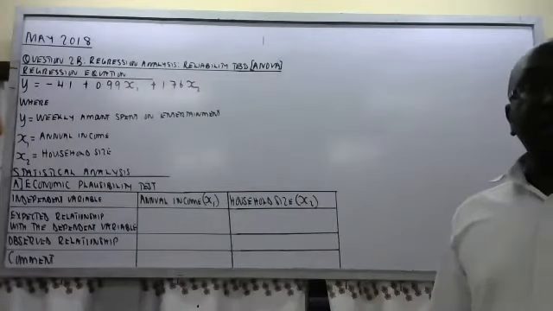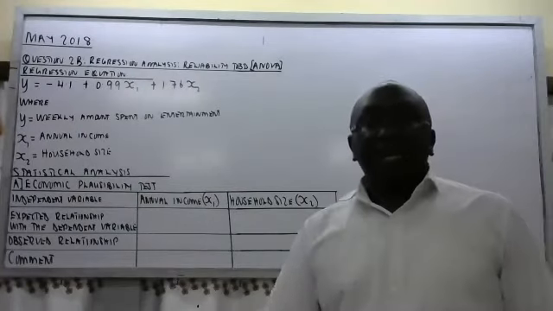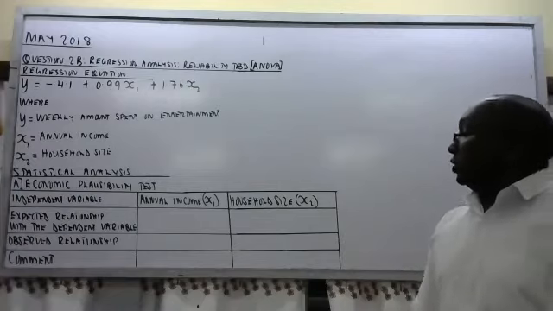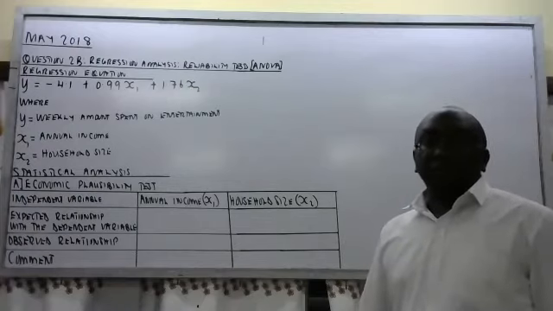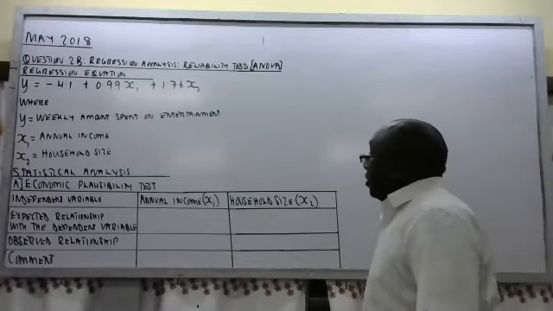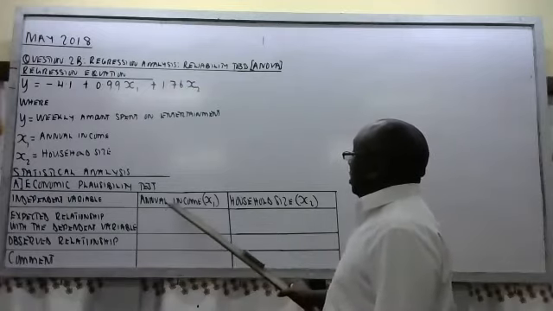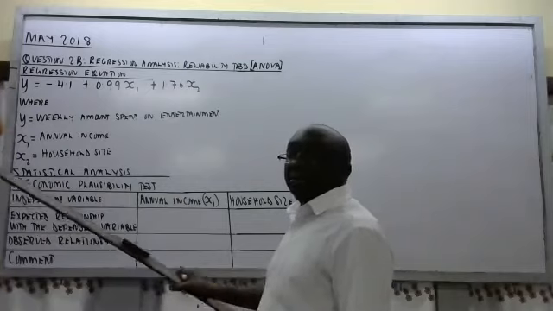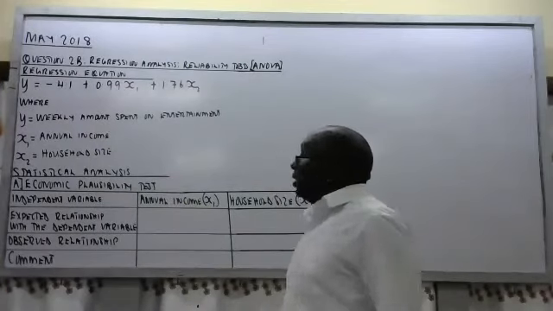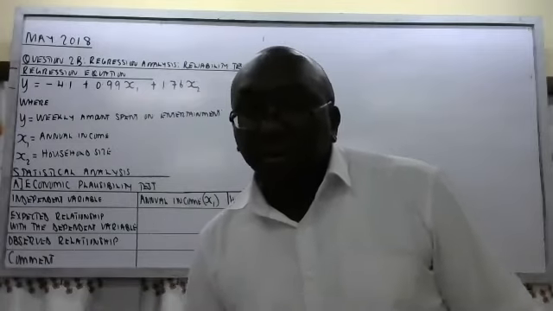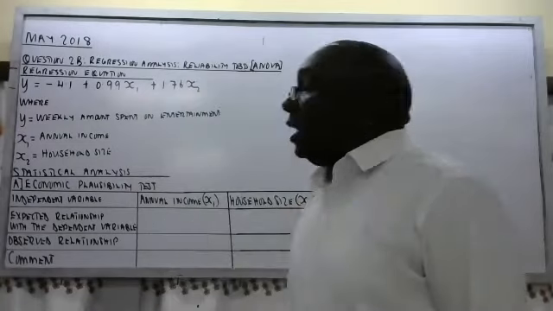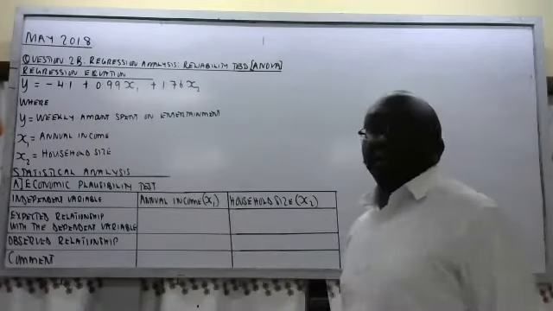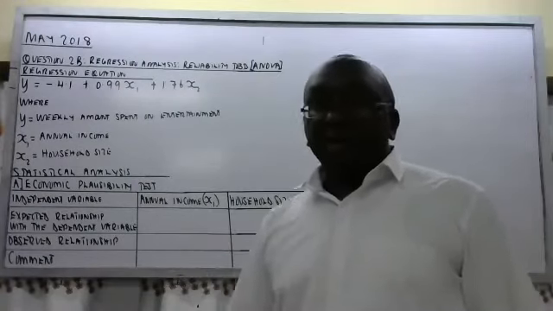I told you we have three types of relationships. We have direct relationship, we have the inverse relationship, and we have the null relationship. So I want you to tell me, what kind of relationship would you expect to see between annual income and our dependent variable? Remember, our dependent variable is the amount spent. So what kind of relationship? This is weekly amount spent on entertainment. That is what we are looking at. McKenna?